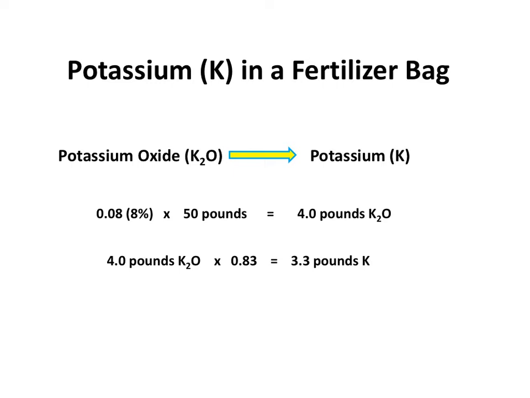To calculate the amount of actual potassium using the previous fertilizer bag analysis, the potassium oxide content in the bag is 8%. If you multiply the 8% times the weight of the bag, which is 50 pounds, you get 4 pounds of potassium oxide. By multiplying the potassium oxide by the correction factor of 83%, or the decimal expression of 0.83, the amount of actual potassium in the bag is 3.3 pounds of potassium.